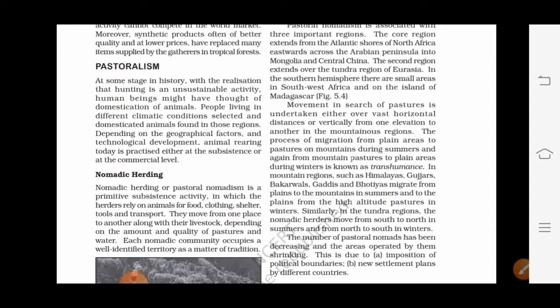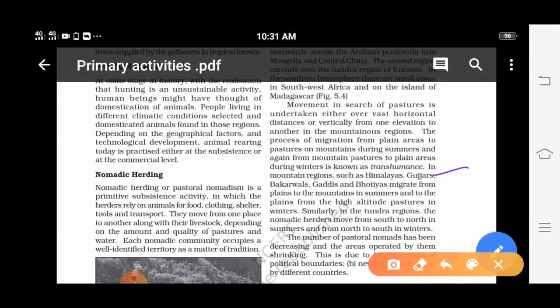Now this is generally practiced in the Himalayan regions, during winters and summers. The people who practice it are tribal peoples who inhabit the Himalayan regions. They are known as Gujars, Bakarwals, Gaddis, and Bhotias, who migrate from plains to mountains in summers and from high altitude pastures in winters.